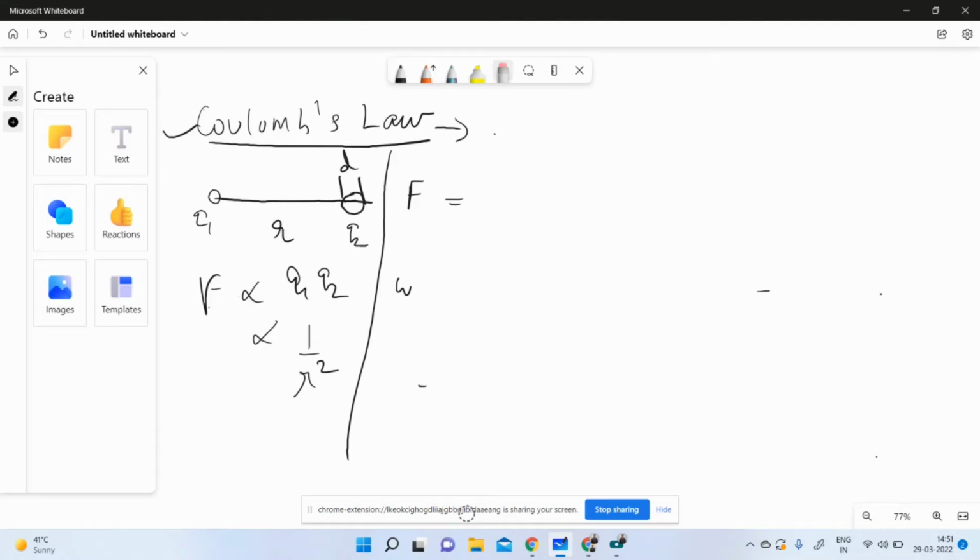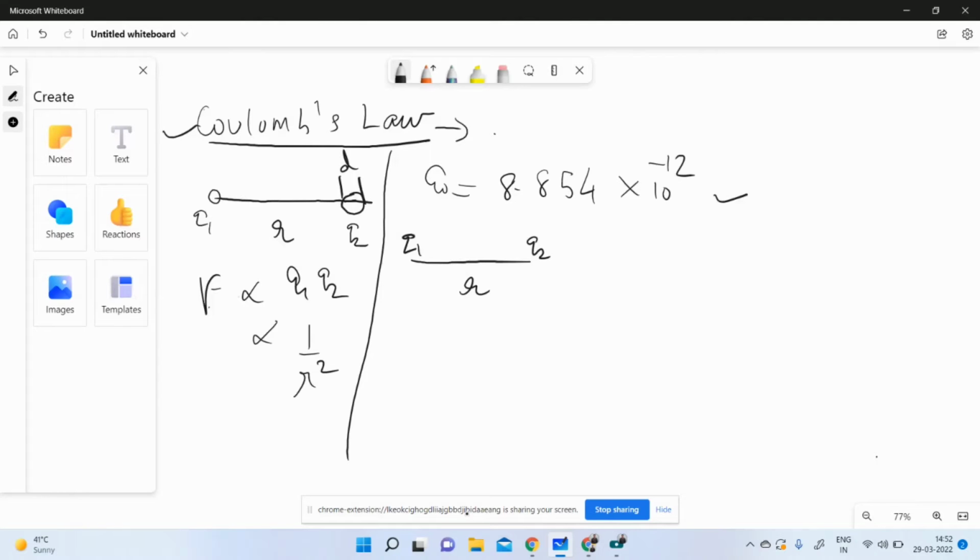Epsilon naught is termed as electrical permittivity, and the value of epsilon naught for air or free space is 8.854 into 10 raised to minus 12. This is the value. See, we had placed two charges in air, Q1 and Q2. They are at a distance of r, right?